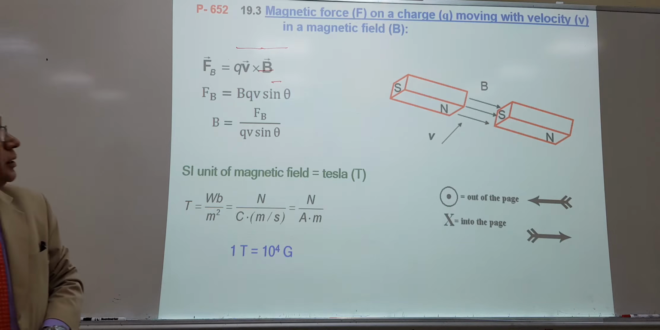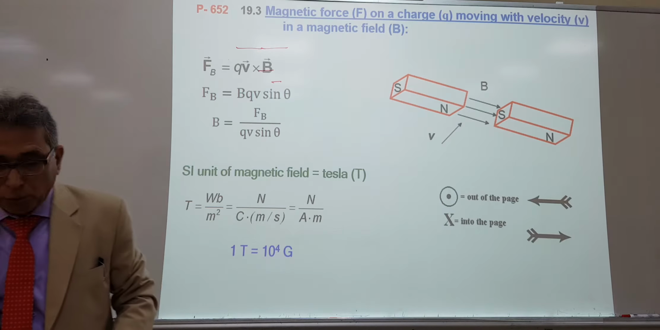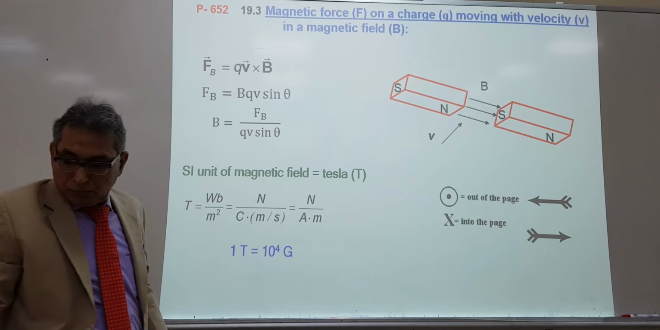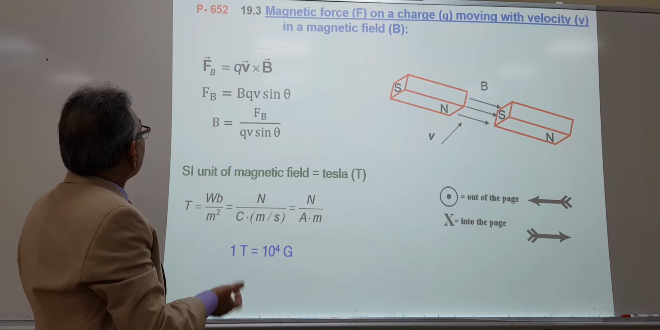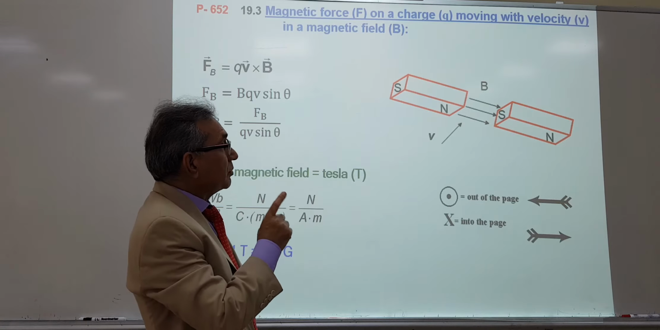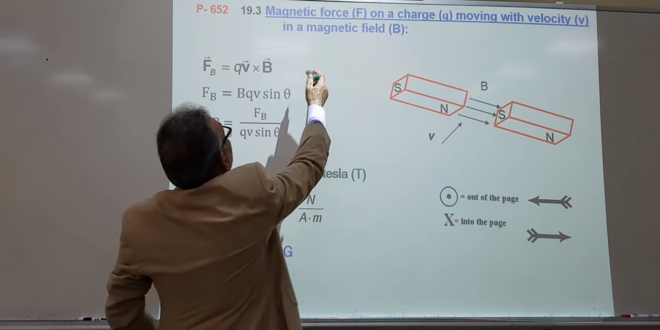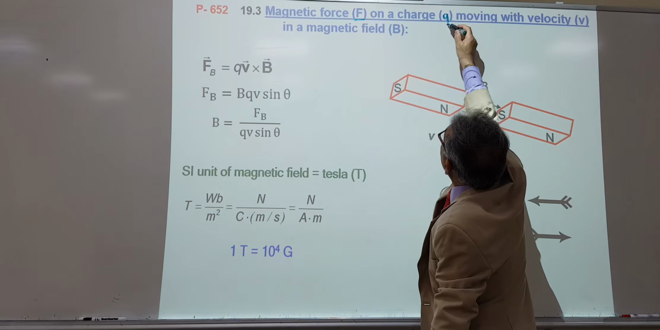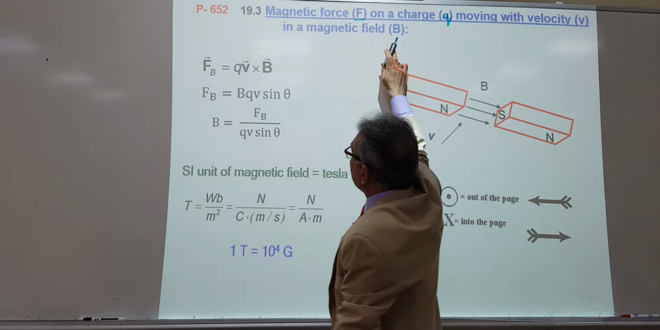Now, let's come to the actual topic. As I told you, we are going to calculate the magnitude of the force, we call it magnetic force because it is due to the magnet. So magnetic force F on a charge Q moving with velocity V in magnetic field B.